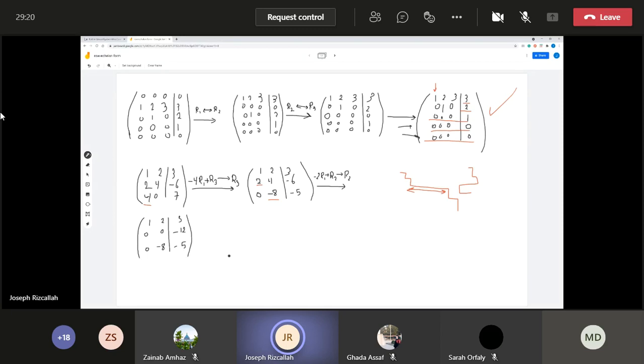And now, okay, what do you think? Is it in row echelon form, if we keep it like this? No, we need to switch the second and third rows.